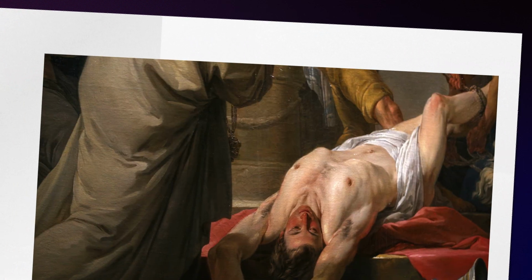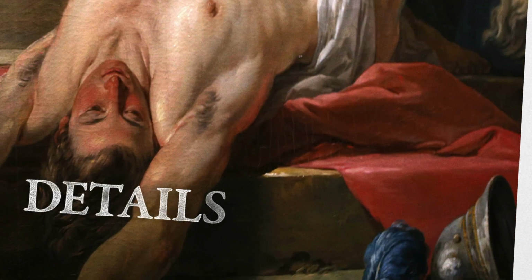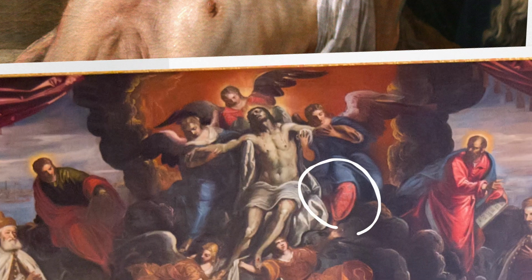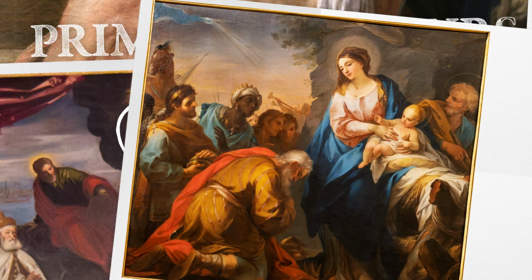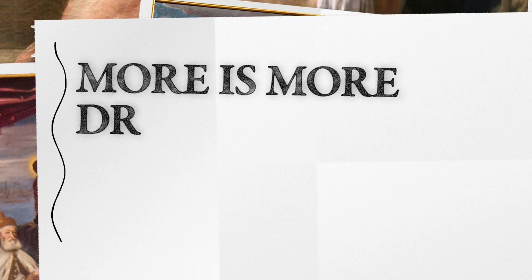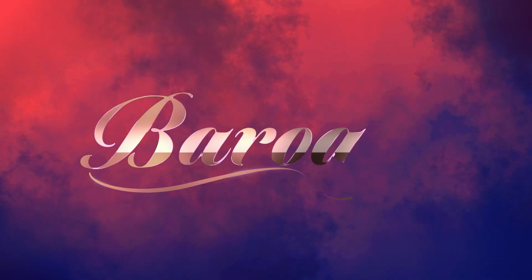The paintings are full of contrast, light and darkness, lots of detail. They used intense and warm colors, especially the primary colors red, blue and yellow. The pictures are full of movement and drama. Summarized, more is more, drama, red, blue and yellow, lots of contrast. And hey, they had great hair. So let's use these key characteristics, except the hair, to create a tile animation.